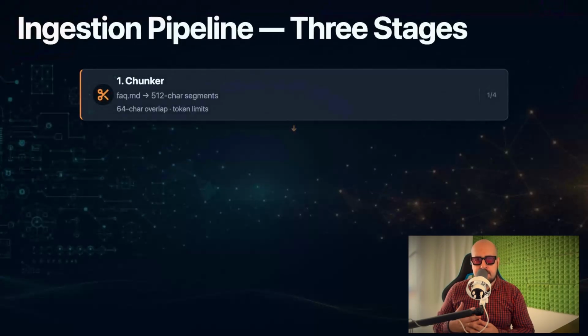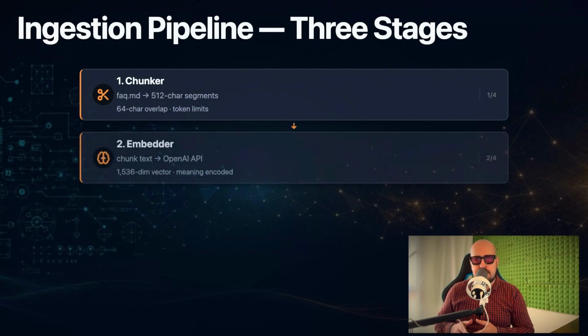The pipeline has three stages. The first one is the chunker, which splits the documents into overlapping segments because embedding models and LLMs have token limits, and because retrieval works better when each chunk is focused on one idea.